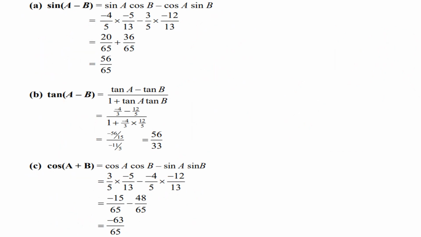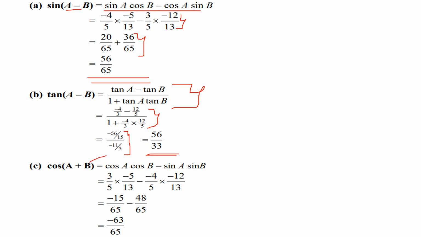Now sin A minus B, expanding by compound angle, gives you this. Now the rest remains substitution. Simplifying gives you 20 divided by 65 plus 36 divided by 65. Simplifying gets you 56 divided by 65. Now for tan A minus B, expanding by compound angle gets you this. Then substituting, you have this. Then you have negative 56 divided by 15, everything divided by negative 11 divided by 5. And then you're going to end up with 56 divided by 33.